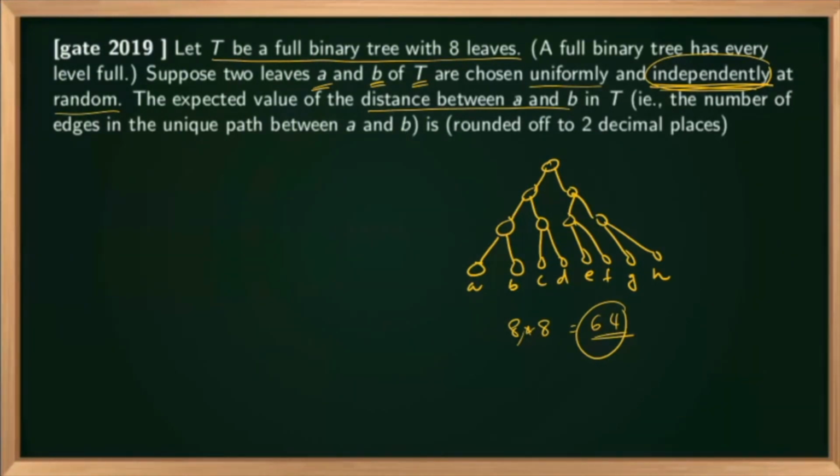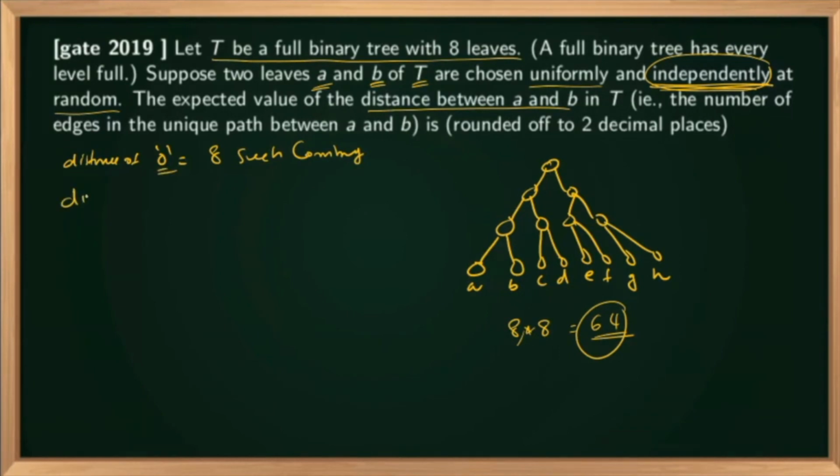So the distance between A and B. Is it possible to have a distance of 0? Yes, it is possible. You can have a distance of 0 when you are taking AA or BB or CC or DD or EE or FF or GG or HH. In all these cases, you can have a distance of 0 because there is no need of any edge for moving from A to A. So you have 8 such combinations with distance 0.